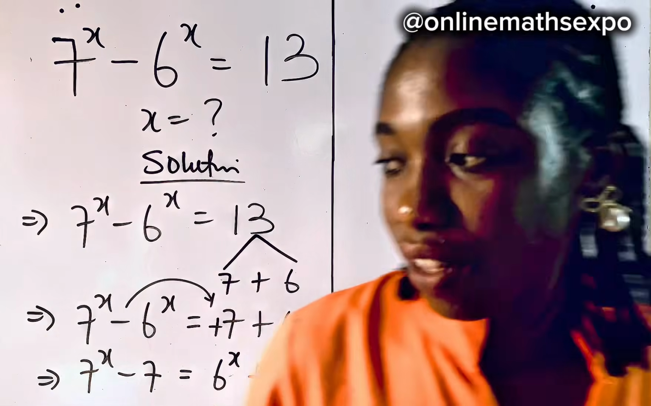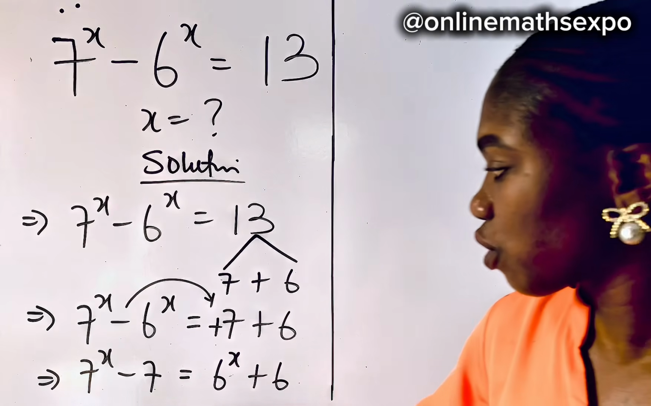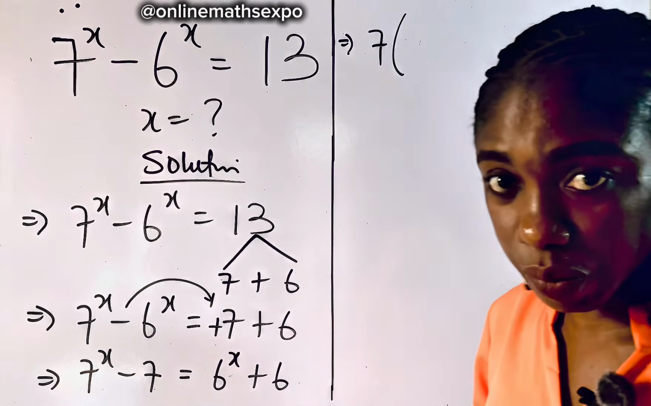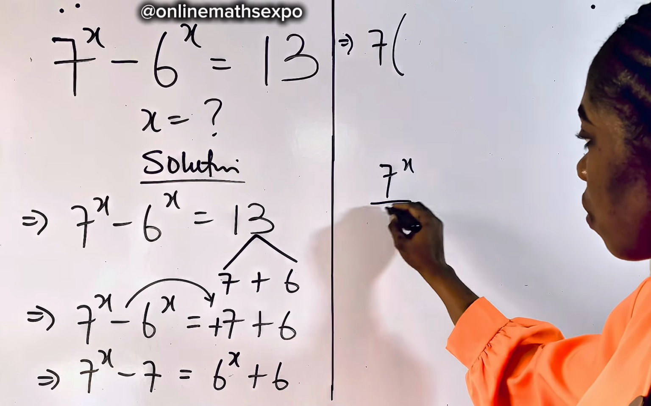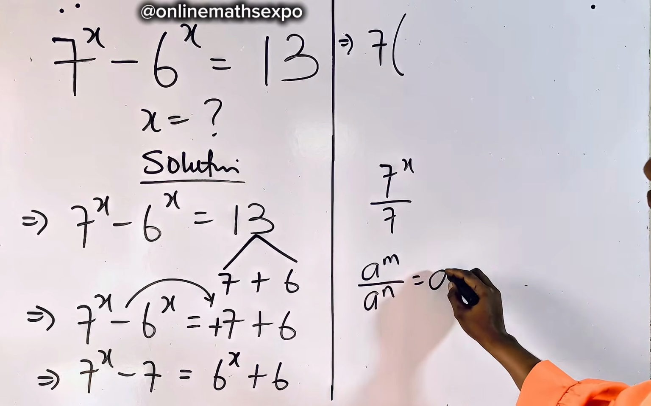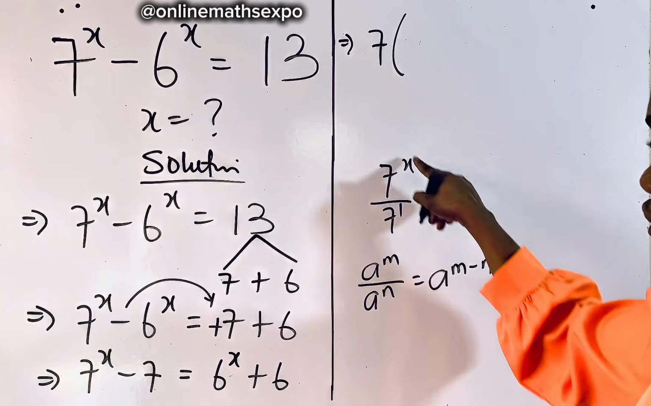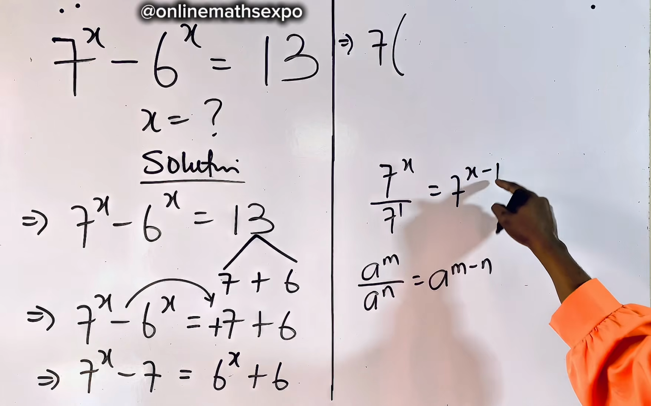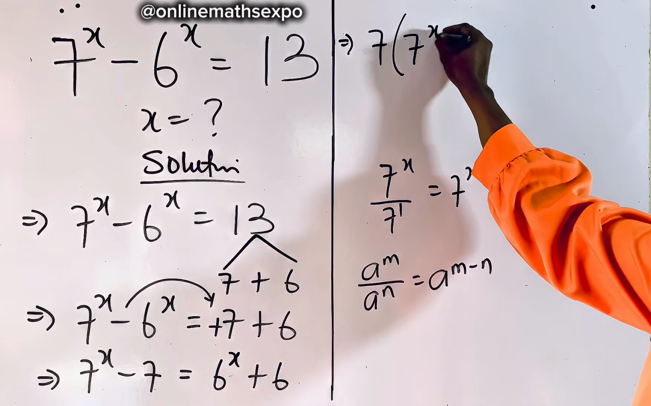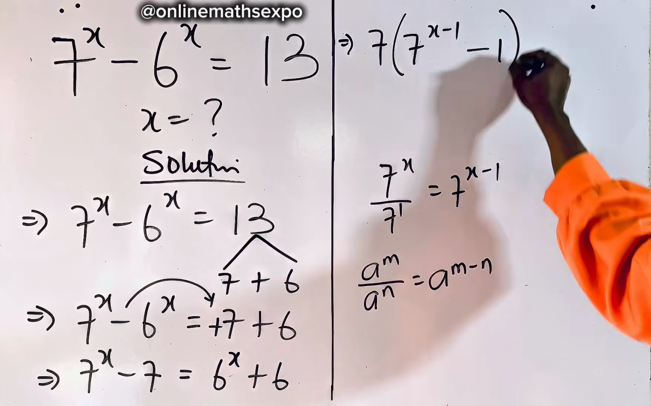Let's keep simplifying. Now you observe that we can try to factor out 7. Let's do that together. So if you factor 7 out, we are going to use 7 to divide 7 to the x power. And when you divide 7 to the x power by 7, remember that for every a to the power of m divided by this, you just subtract the power. And 7 is the same as 7 to the power of 1. So this is going to give you 7 to the power of x minus 1. Now using 7 to divide itself is going to give us negative 1.